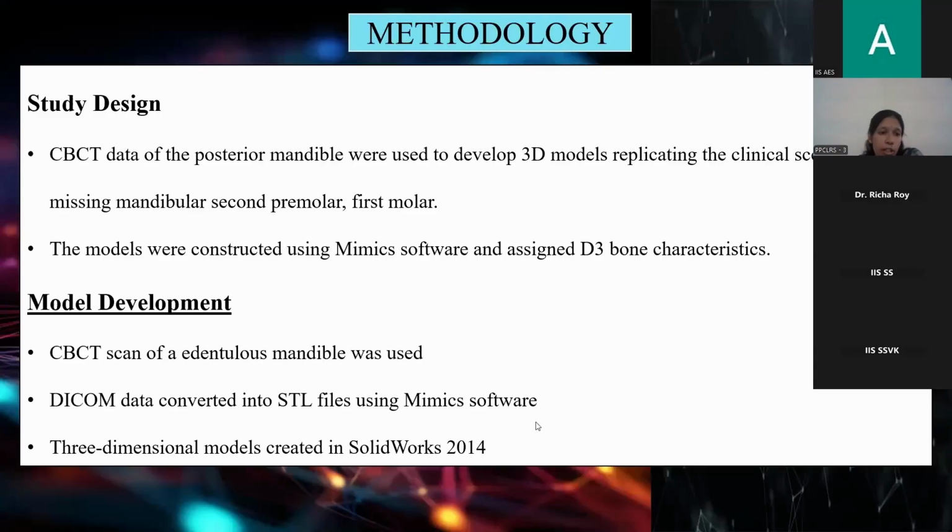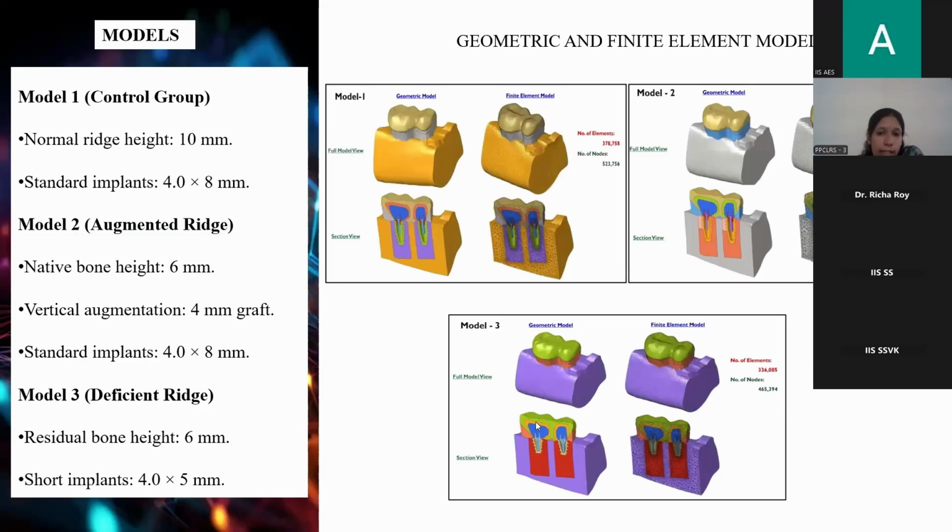Coming to the methodology, CBCT data of the posterior mandible was used to develop a model replicating a clinical scenario of missing mandibular second premolar and first molar. The models were constructed using various software to assign the characteristics of D3 bone. A CBCT scan of an edentulous mandible was used to develop the model. The DICOM file of the CBCT was converted into an STL file using Mimics software. This STL file was used to develop a three-dimensional model using SolidWorks 2014, and three models were prepared.